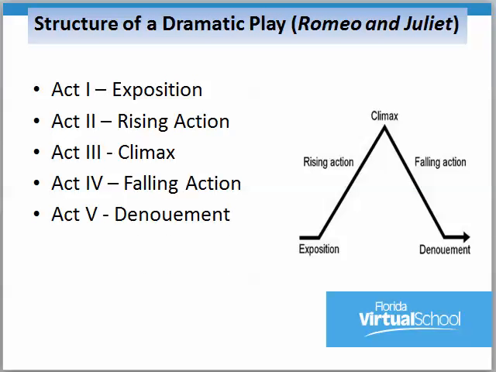Next, we're just going to review the structure of a dramatic play, and a dramatic play is what we refer to Romeo and Juliet as. So there are 5 acts in a dramatic play. Act 1 is the exposition. Act 2 is the rising action. Act 3 is the climax. This is where everything comes to a head. Act 4 is the falling action. And Act 5 is the denouement. This is where it wraps everything up from the story.